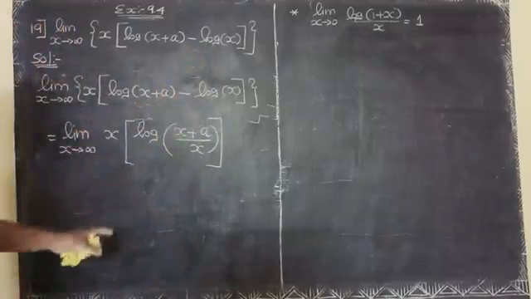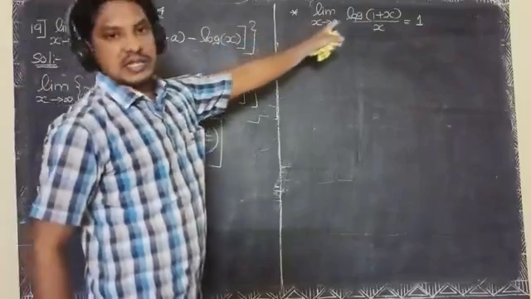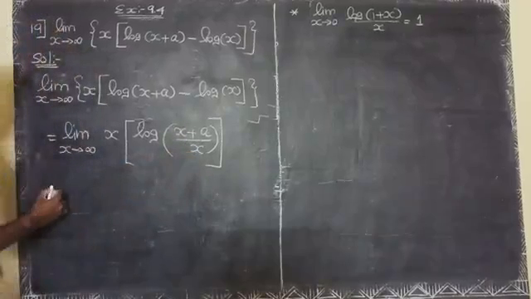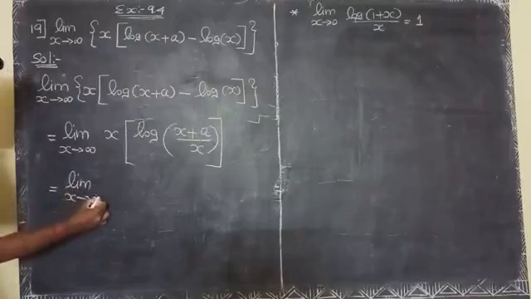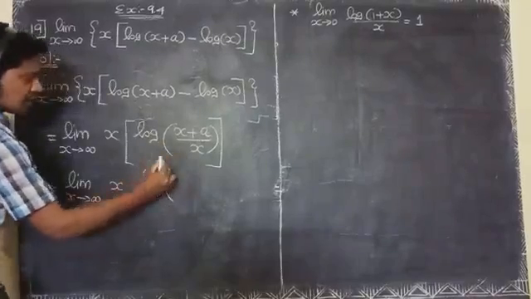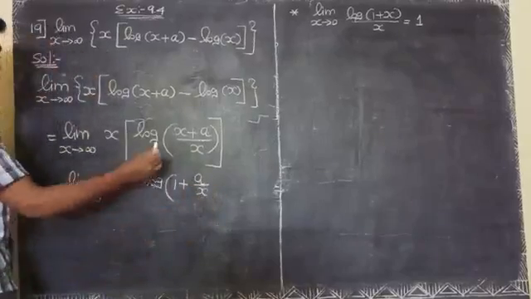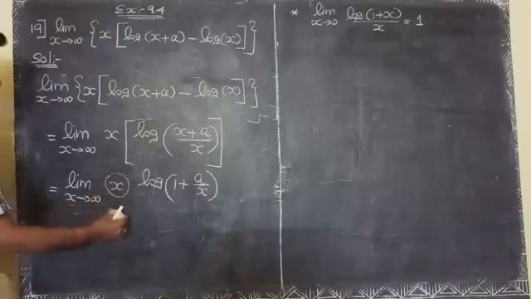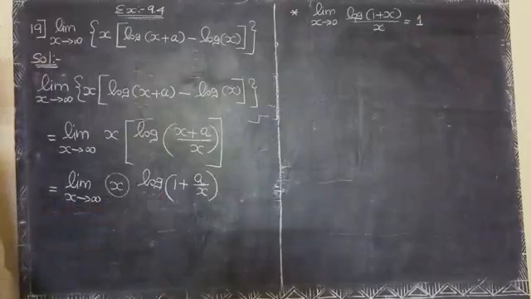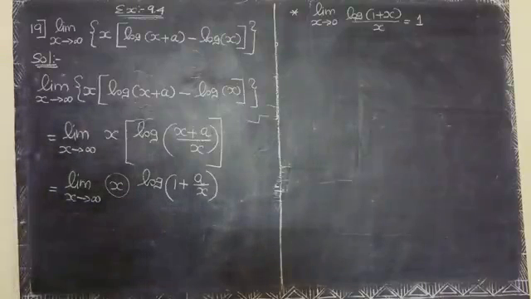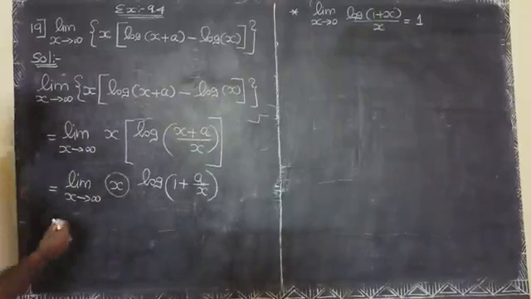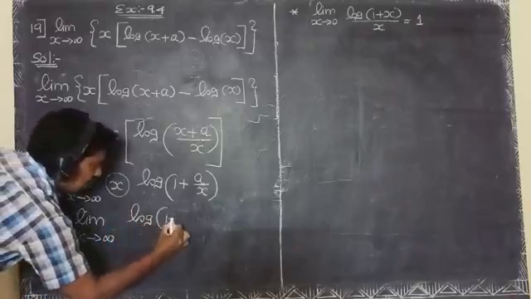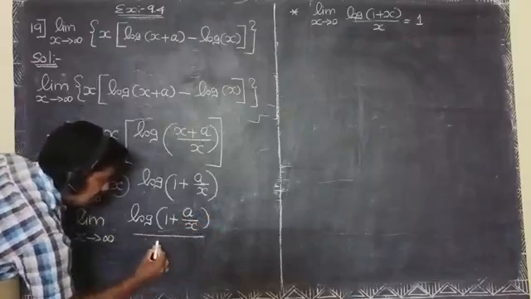Using this property, the given function we can change into this structure. In the first term, 1 plus (x + a) divided by x, which can be written as limit x approaches infinity, x into log of (1 + a divided by x). The x can be written as 1 divided by x in the denominator. Here the given function we can rewrite into the form limit x approaches infinity, log of (1 + a/x) divided by 1/x.